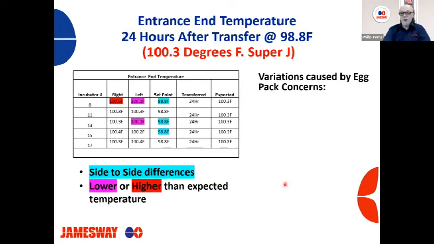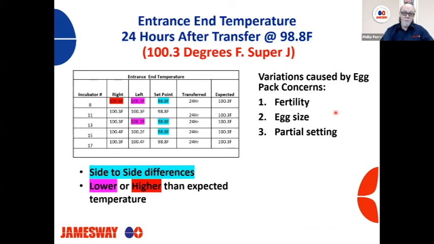First thing, we'll just take a look at some of the variations caused by an egg pack. It can be the fertility: when we have a right and left difference, you can have a higher fertility on one side, and so you should have a balanced mix within your machine. Egg size, again: older flocks can be on one side, younger on the other. And then partial setting. Partial setting needs to be balanced in the cabinet. You don't want to have one side being partial and disrupting the flow of the air as it comes back through.